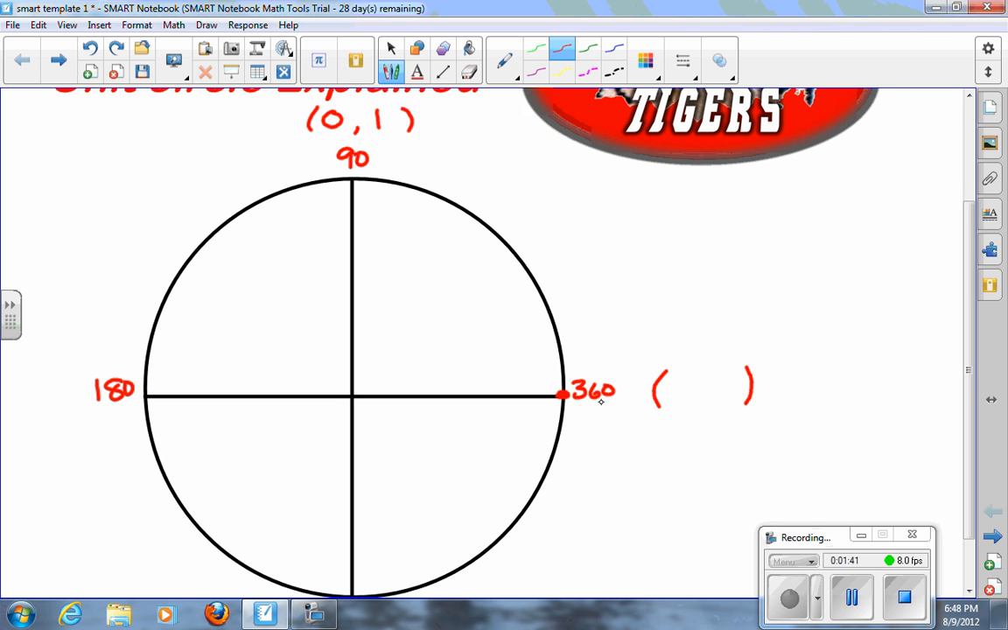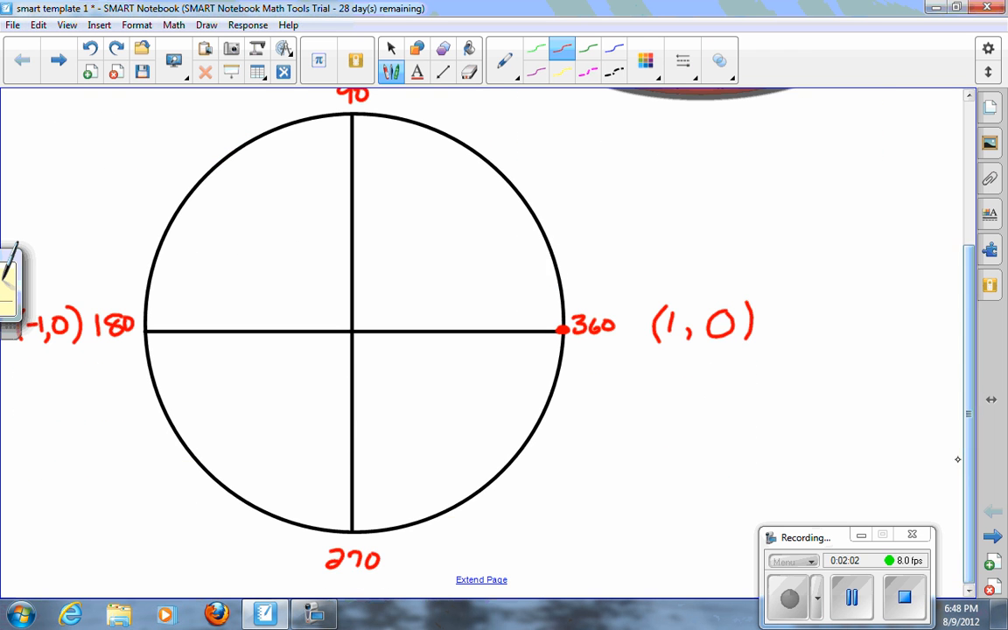Over here at 0 degrees, we know the sine of 0 degrees is 0, so that will go here, and the cosine of 0 degrees is 1. Now over here, we know the cosine of 180 is -1, and the sine of 180 is 0. And down here, at 270, we'll notice that this pair makes 0, -1.